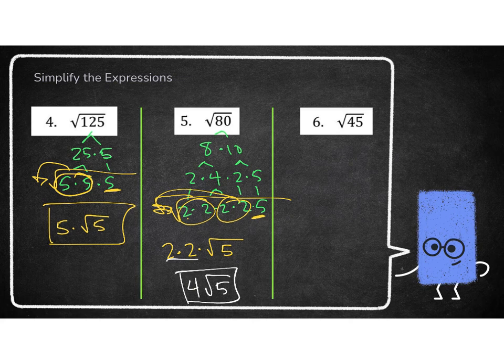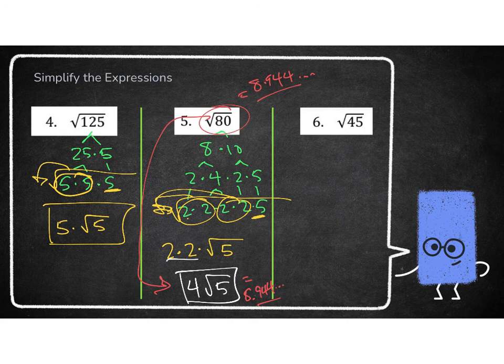And again, you can check these on your calculator. If you type in the square root of 80 on your calculator and see what decimal you get, the square root of 80 is going to be 8.944, and it keeps going on. And then type in 4 times the square root of 5. You better get the same decimal answer. So these two things better equate to each other because the square root of 80 simplified should equal whatever you got for your simplified expression.